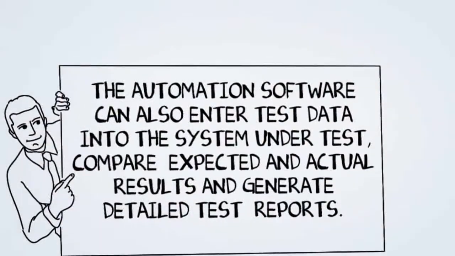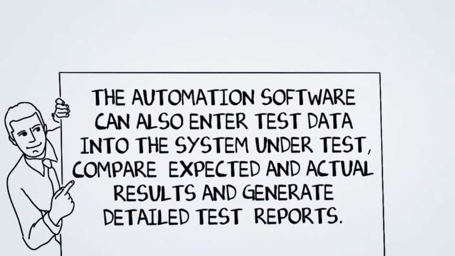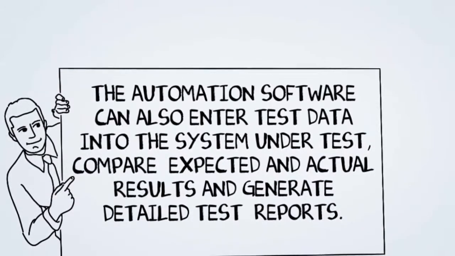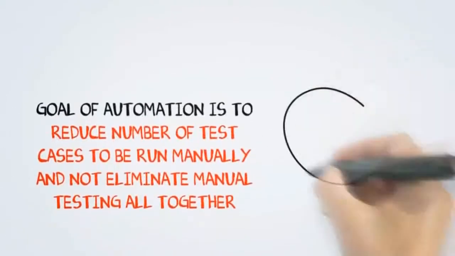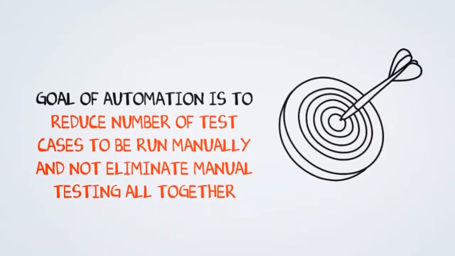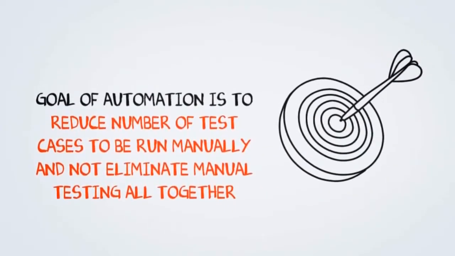The automation software can also enter test data into the system under test, compare expected and actual results, and generate detailed test reports. The goal of automation is to reduce the number of test cases to be run manually and not eliminate manual testing altogether.